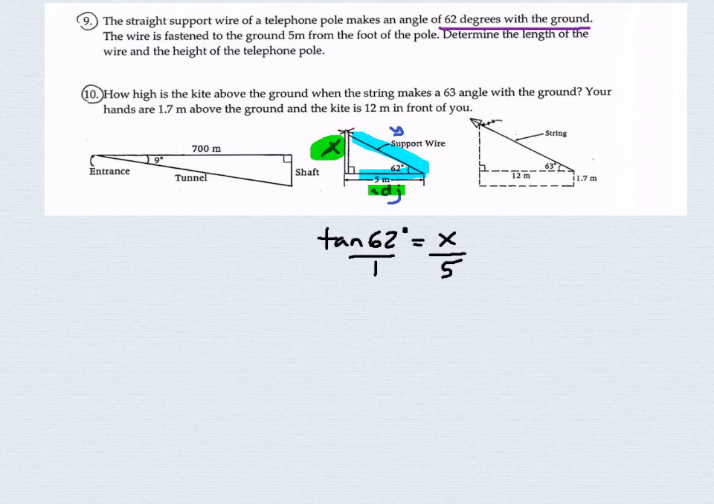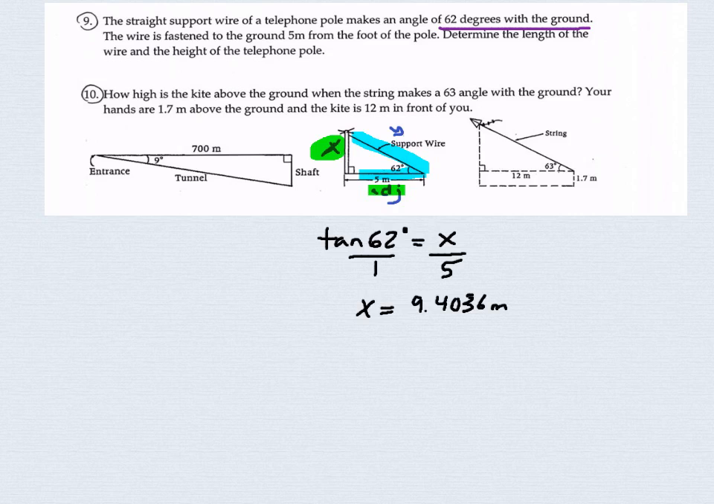And to solve for x, where the unknown is on the top, you're going to multiply. So take your 5, multiply it by the tan of 62, and that's going to give you an answer of 9.40, unrounded. That's in meters. If the question doesn't tell you how to round, you can go with what's similar to the question. I always go with tenths if in doubt.